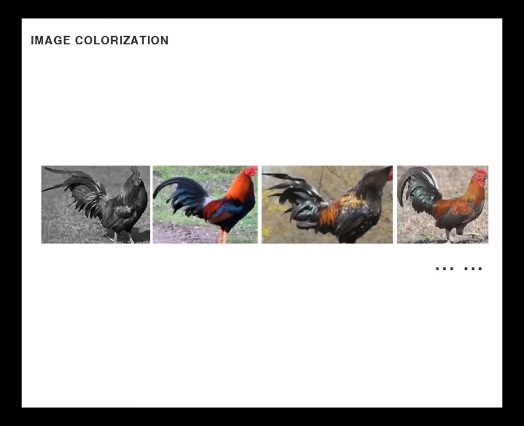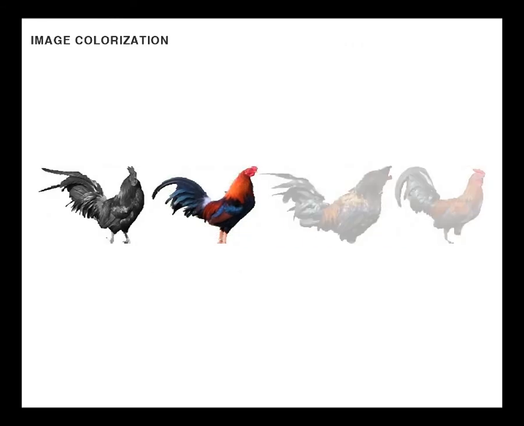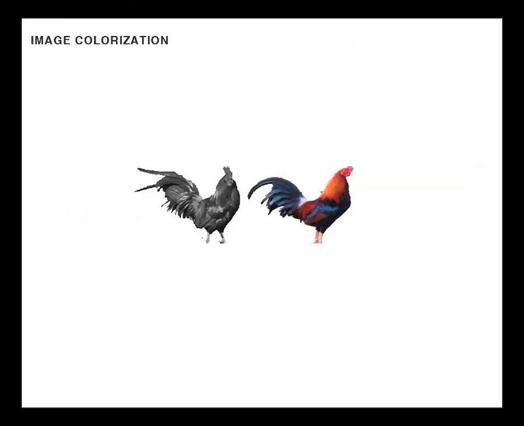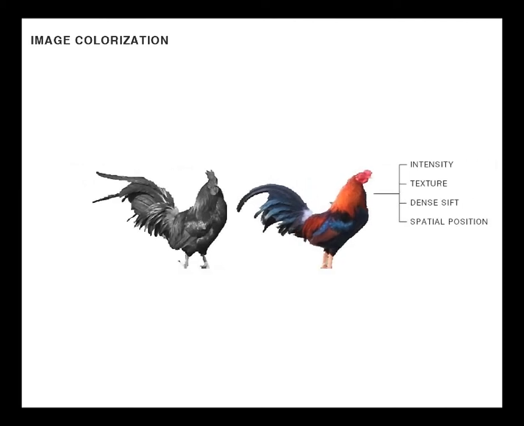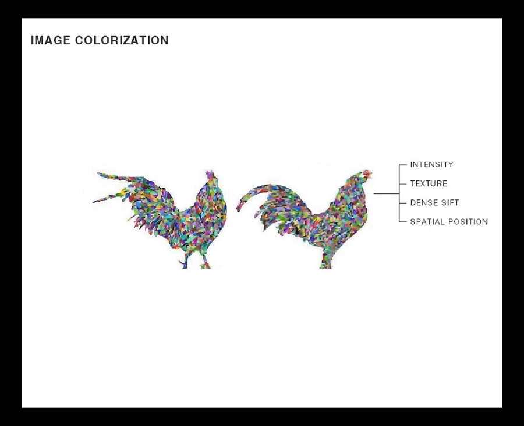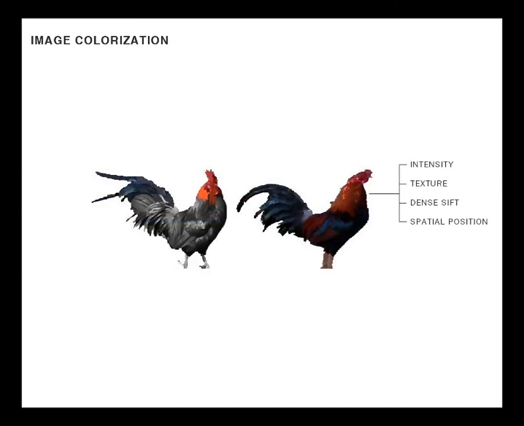After finding the most suitable foreground regions in the downloaded images, we use each of them to colorize the grayscale foreground object. This is performed by transferring colors from the reference object to the target grayscale object at the resolution of superpixels, using an energy minimization framework based on similarity of intensity, texture, dense SIFT features, and spatial position.